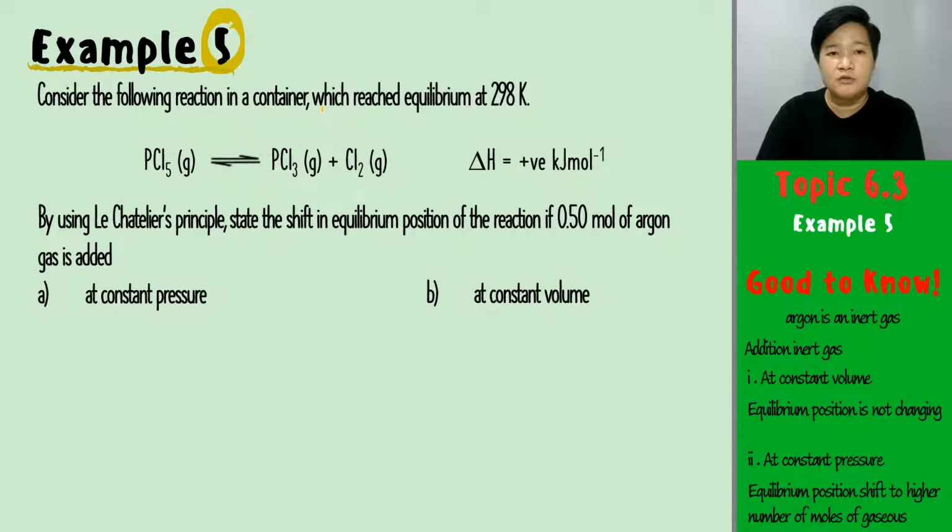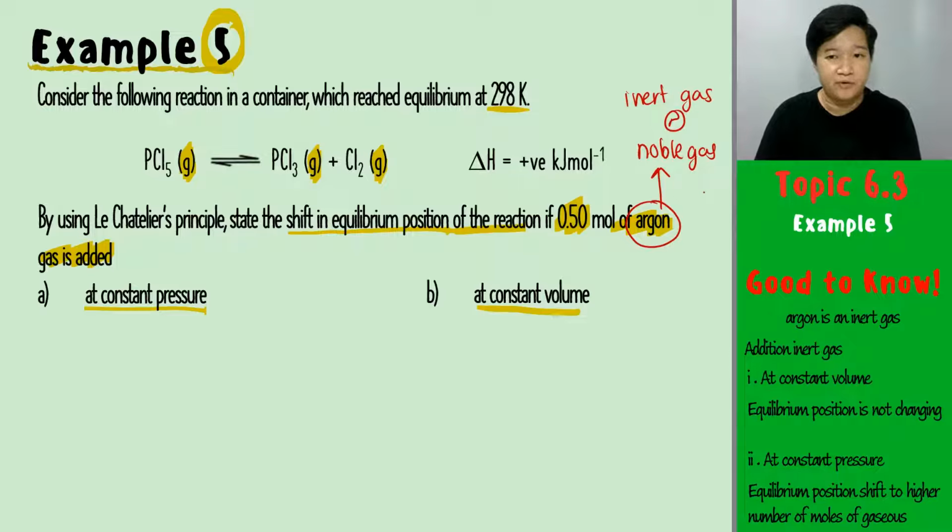Consider the following reaction in a container which reached equilibrium at 298 Kelvin. So right now, you have your PCl5 in gas, you have your PCl3 in gas, you have your Cl2 in gas. By using Le Chatelier's principle, state the shift in equilibrium position of the reaction if 0.5 mole of argon gas is added in at two conditions, one at constant pressure, another one at constant volume. So bear that in mind, I hope you know that your argon gas over here is actually your noble gas or your inert gas. Noble gas and inert gas means they will not react with the gases that we have in our system. Okay? So right now, I have my argon gas, which is an inert gas, added into my system above at two different conditions, one at a constant pressure, another one at a constant volume.